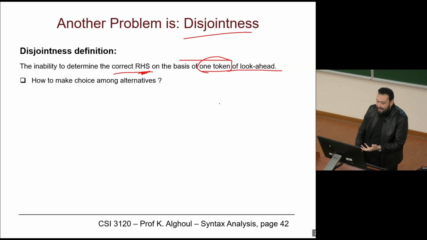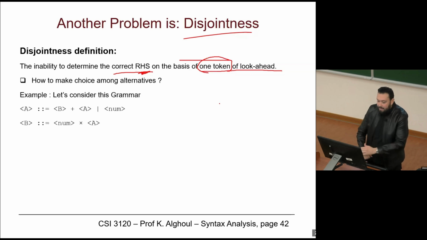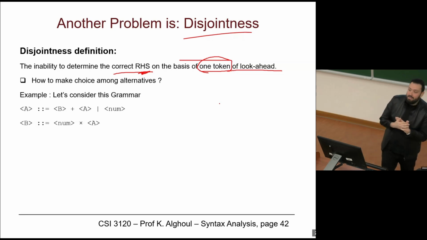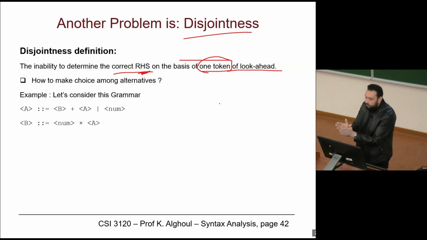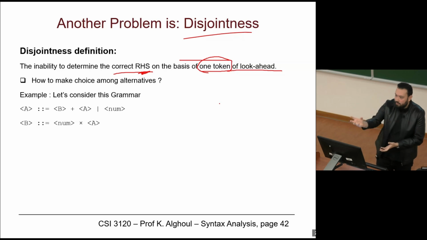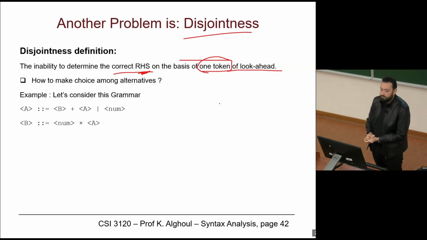Okay, let's have an example that will make it clear. That means how to make a choice among alternatives. Let's take this as a potential issue. If I'm the lexical analyzer, and I'm sending you number 2. Michael, try to decide. You're the parser. Where should it go? Which road should it go?